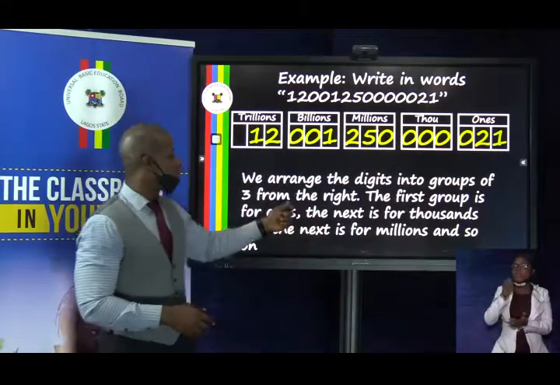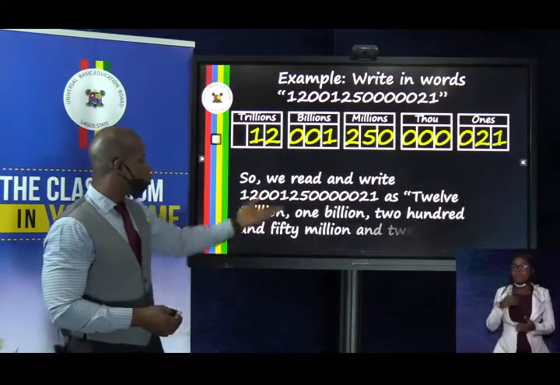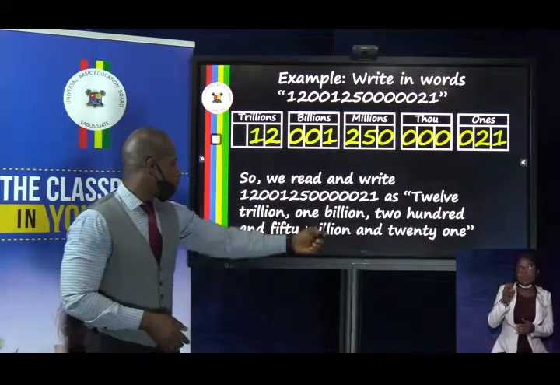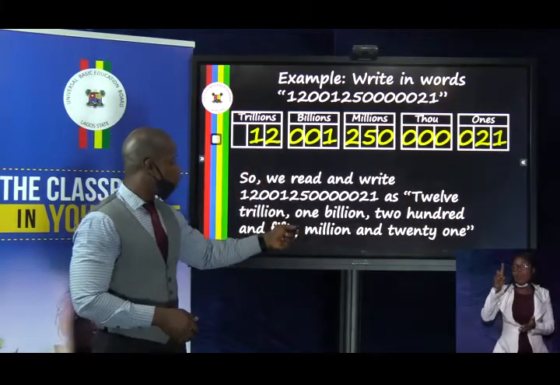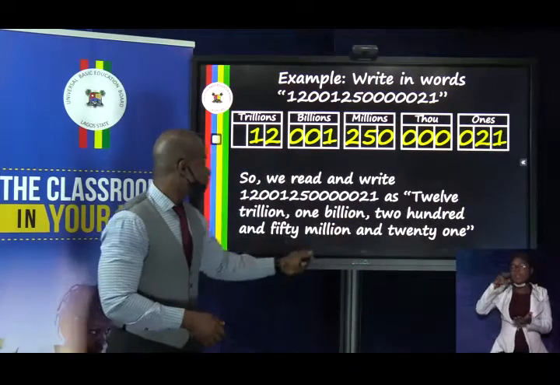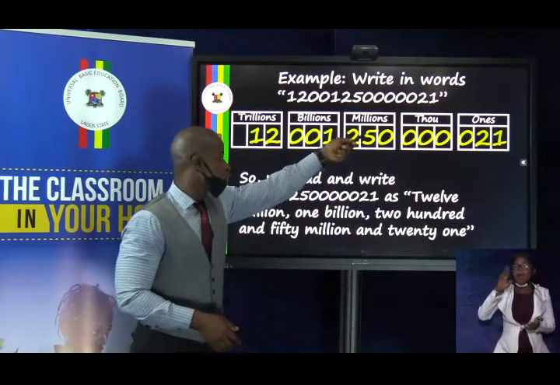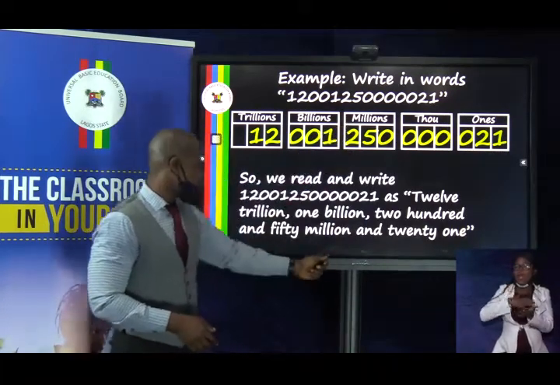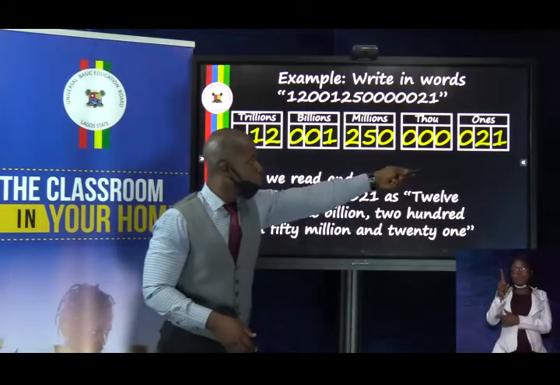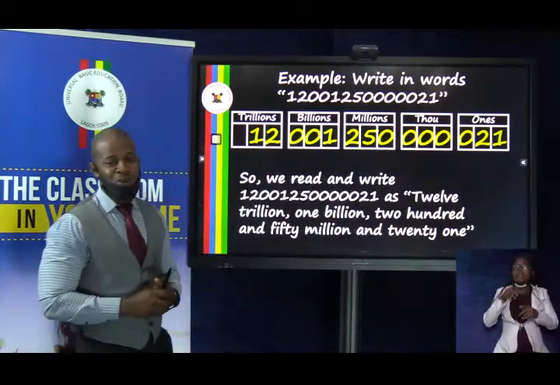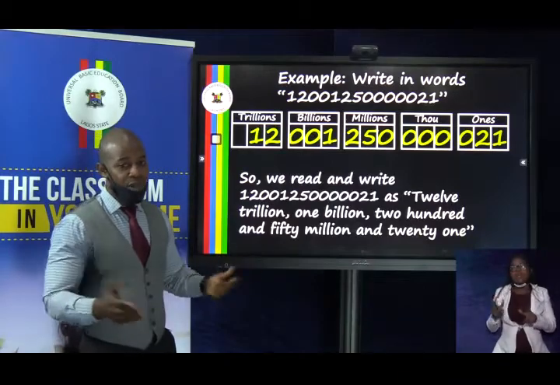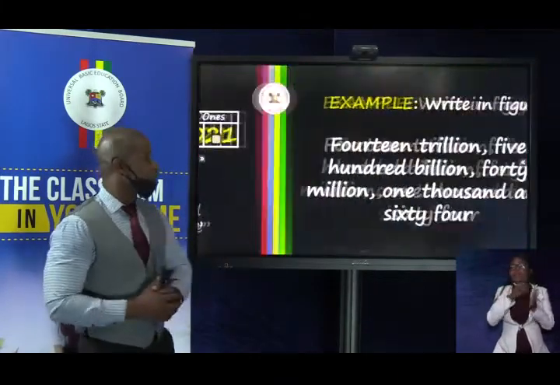There is no thousand. So let's see. Just as a confirmation, we'll read this large number as 12 trillion, 1 billion, 250 million. Don't be in a rush. Just pick the number and read what's on top. You can see there is no thousand, and 21. 21 is under ones. It's the same process and it is very, very easy. Let's take a look at another example.